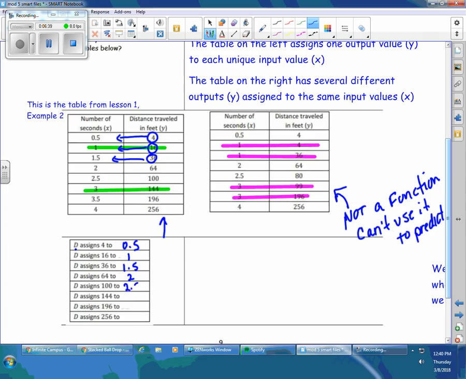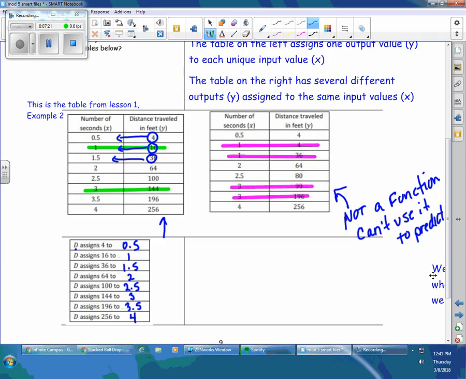Go ahead, don't wait for me. Just go ahead and fill out the rest of the table. Oops, I just did that wrong. I hope you didn't follow me. I was looking at something and not focusing. Okay, so 256 is assigned to 4. The way I would say this is just like I'm reading it: the function D assigns 64 to 2, or the function D assigns 100 to 2.5, etc. Where am I getting the values? I'm just reading the table backward. The output is assigned to some specific input.